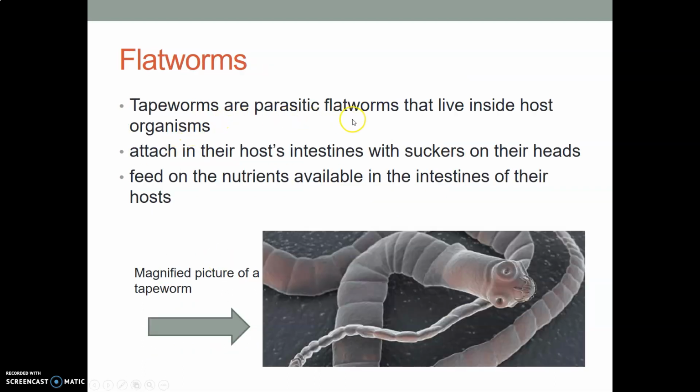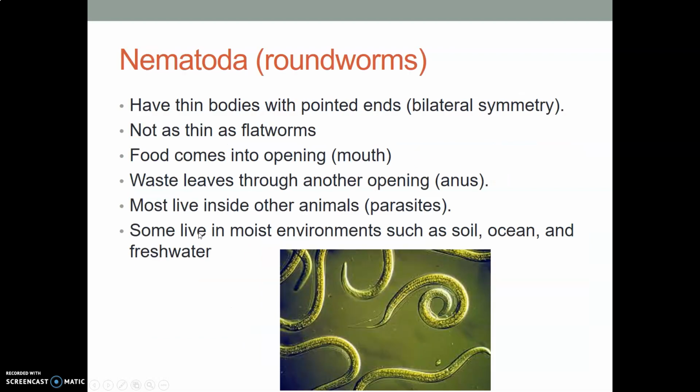Tapeworms are a parasitic flatworm you probably have heard of. They live inside of host organisms, and they attach to their host's intestines with these suckers on their head. This is a microscopic picture, but you can see the little hooks and suckers that help tapeworms attach to the intestines. And so they feed off the nutrients available in the intestines of their hosts. It causes the host organism to not be able to gain weight and not be able to be healthy because these parasites are eating all of the nutrition.